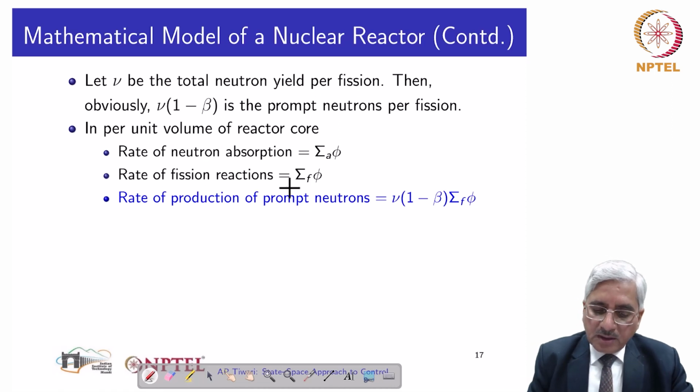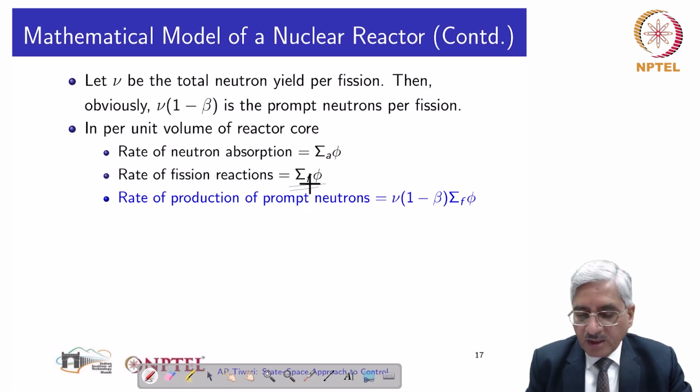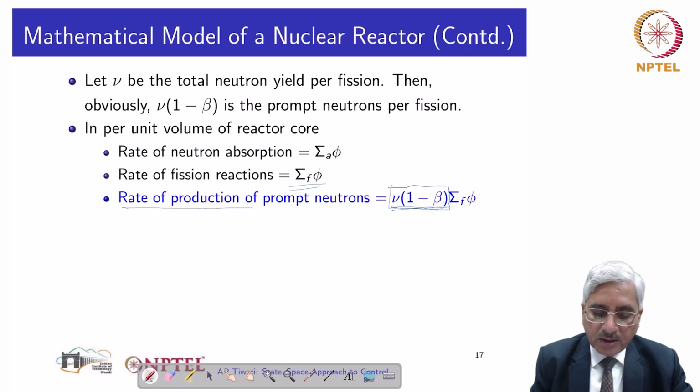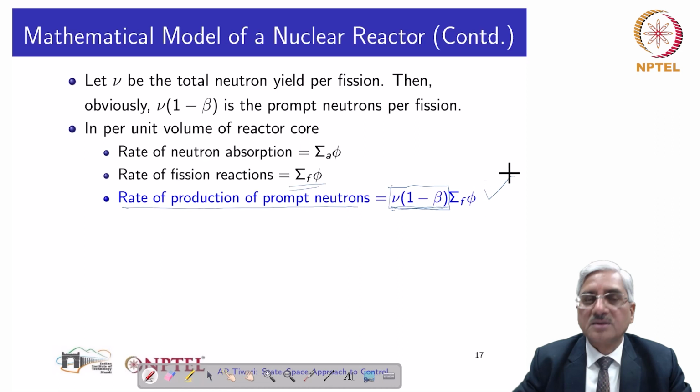Now if this is the number of fission interactions, and we saw that nu times (1 minus beta) is the number of prompt neutrons from one fission. So fission rate times the fraction of prompt neutrons released in each fission gives the rate of production of prompt neutrons. So it is this.